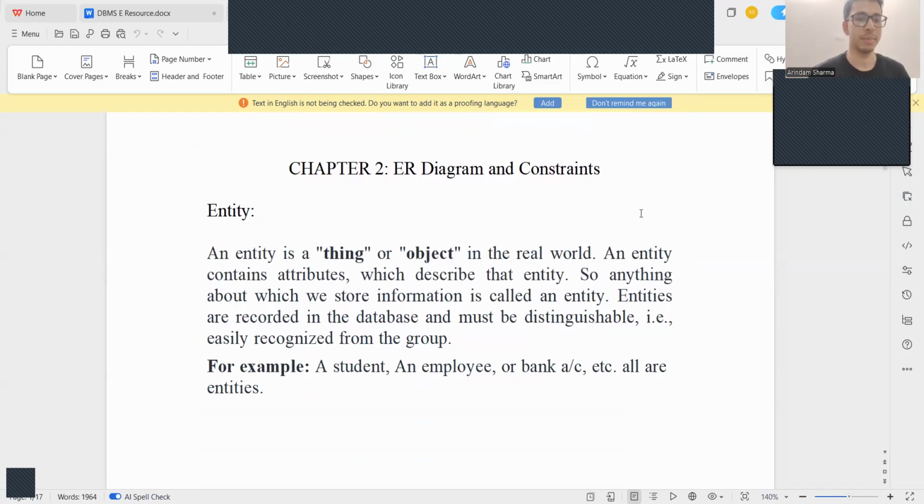So let's start with the basic definition of entity. So what is an entity? Let's read. An entity is a thing or an object in the real world. Basically, a world of attributes. More information is called an entity, stored in the database. Examples are an employee, a bank account, etc. These all are entities.